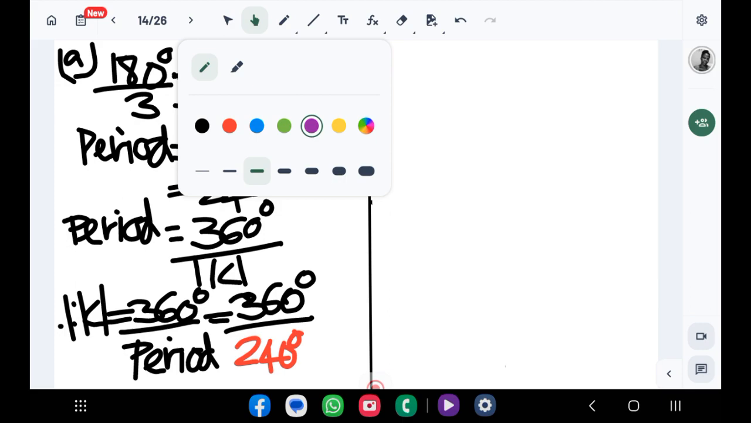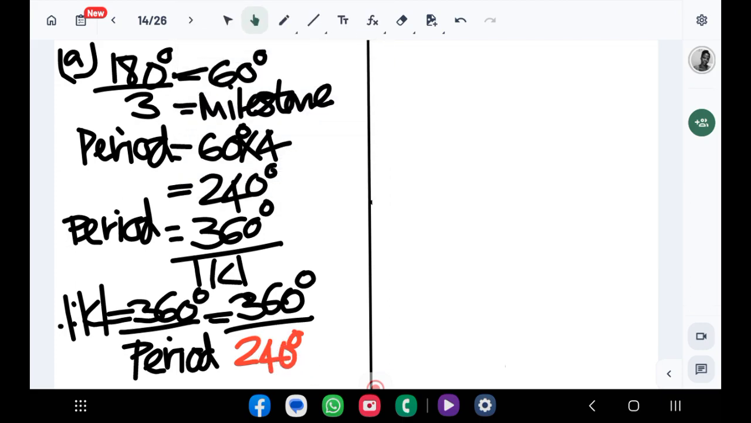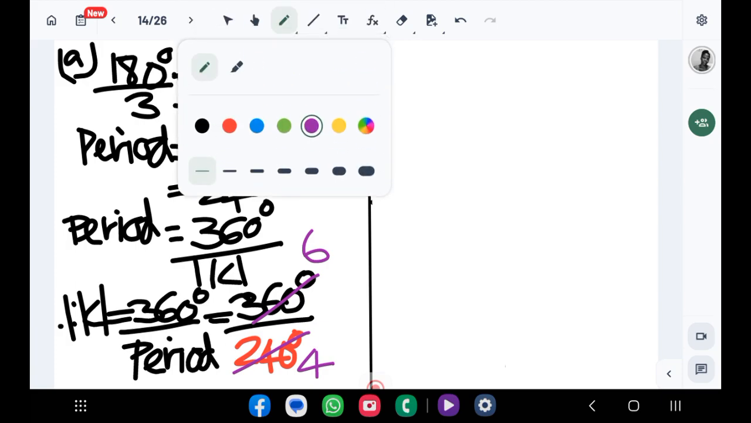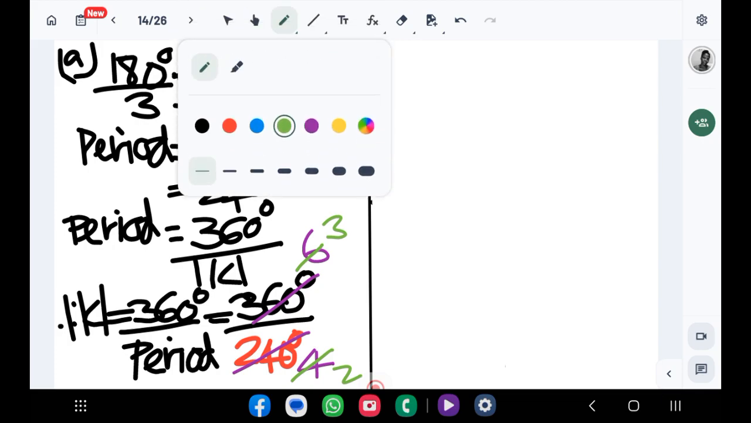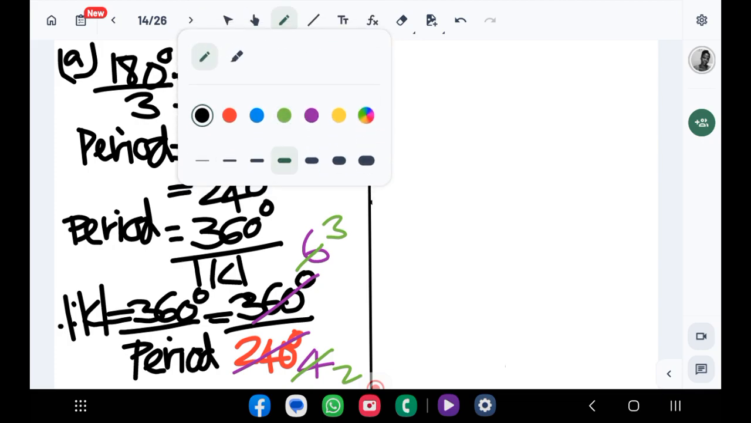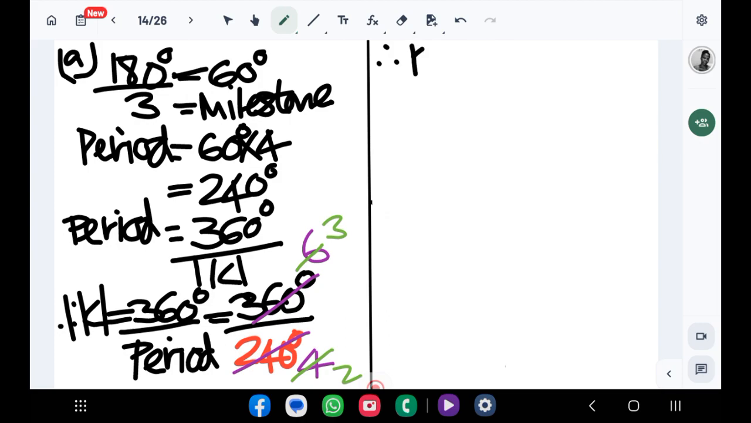Now let's see if we can simplify this. All right, 60 degrees goes into 240 4 times. And 360 degrees divided by 60 goes 6 times. But let's see something. 2 goes into 4 twice and into 6 3 times. So therefore our k is equal to 3 over 2.